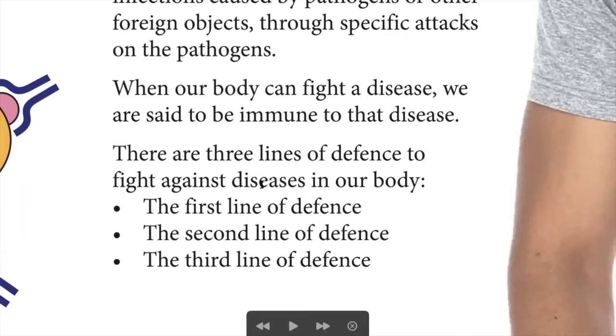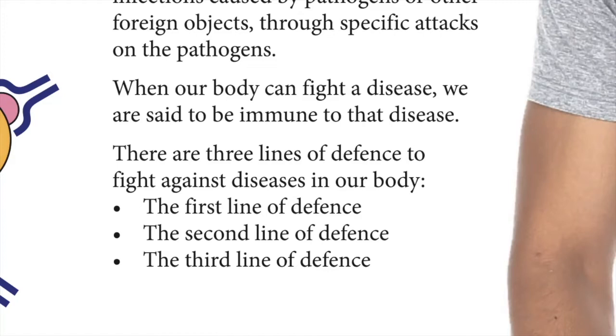So you have to know that there are three lines of defense in order to fight against disease. So we have first line defense, we have second line and third line. So basically, for example, if the bacteria enter or attack our body, they will face this line first. Okay, first line. So for example, the first line cannot be defeated, so the pathogen or bacteria will go to the next level, which is the second line of defense.